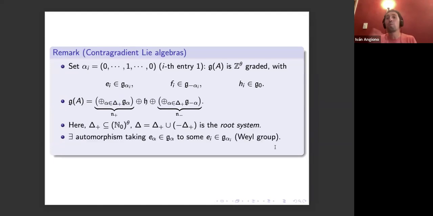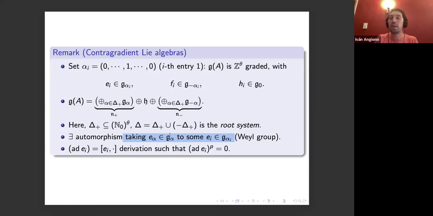And the Weyl group is some group which, what you can see is that it takes every component of degree alpha to degree some of the simple roots alpha I. You can check that you have this. And when you are in positive characteristic and a contragredient Lie algebra, what you can take is that, by the previous remark, essentially, to take the adjoint action of E alpha is the same as to take the adjoint action of EI up to an isomorphism. So you can fix the adjoint action of EI. And this is a derivation. You can check that this is a derivation such that to the P is 0.